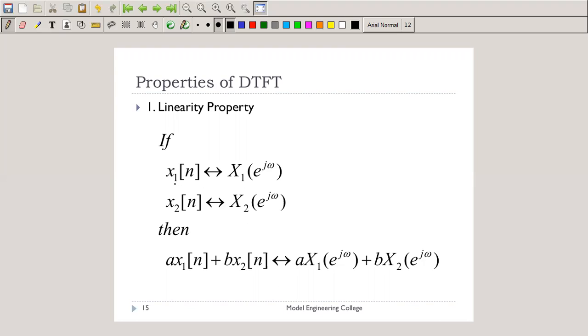That is, if this is a Fourier transform pair, x1 of n and its discrete time Fourier transform x1 of e raised to j omega, and the discrete time Fourier transform of the second sequence x2 of n is equal to x2 of e raised to j omega, then if we have a linear combination of these two sequences, that is a x1 of n plus b x2 of n, its Fourier transform is equal to the linear combination of the respective Fourier spectra. That is, a x1 of e raised to j omega plus b x2 of e raised to j omega. The proof is very simple.